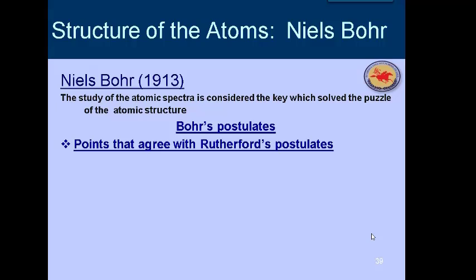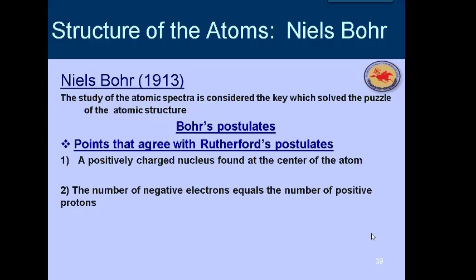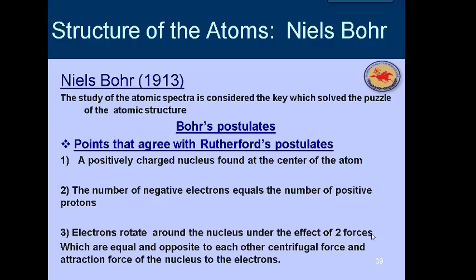Points that he agreed with Rutherford's postulates are: number 1, a positively charged nucleus found at the center of the atom. Number 2, the number of negative electrons equals the number of positive protons inside the nucleus. Number 3, electrons rotate around the nucleus under the effect of two equal and opposite forces, which are the centrifugal force and the attraction force of the nucleus to the electron.